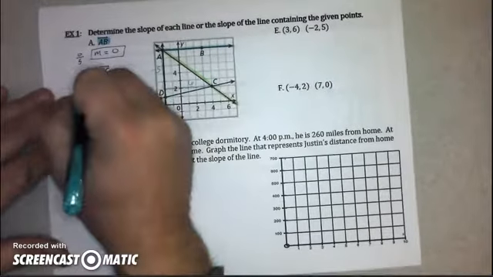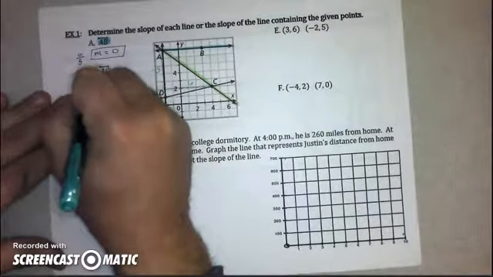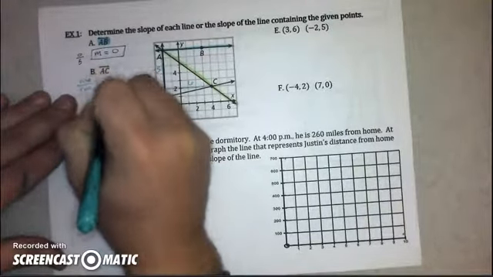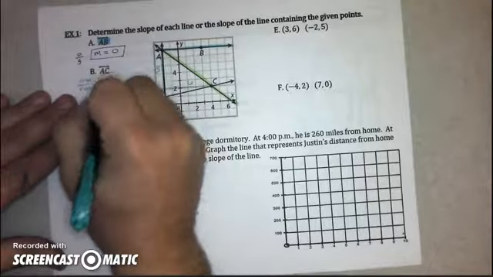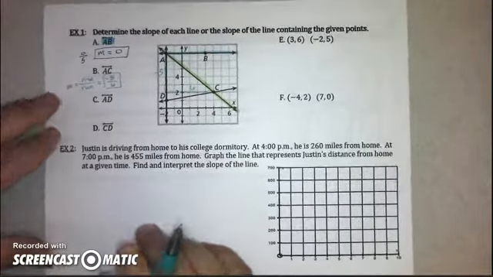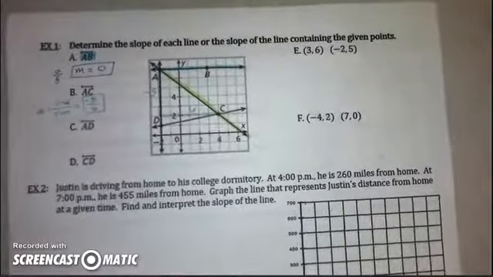So our rise over run ends up being negative 5 over 6. And that fraction will not reduce, so that is your slope. Negative 5/6. Okay, let me see if I can zoom in a little bit. Make this a little bit easier to read.